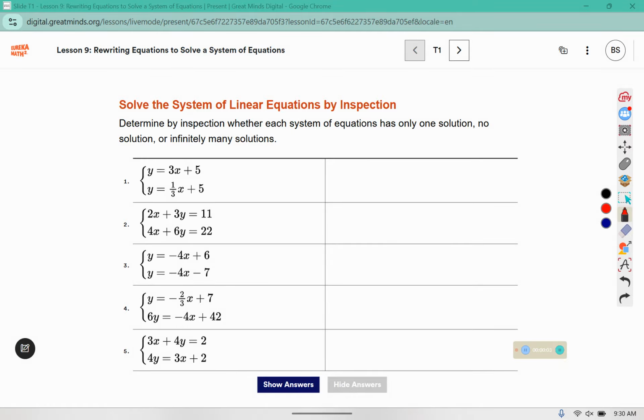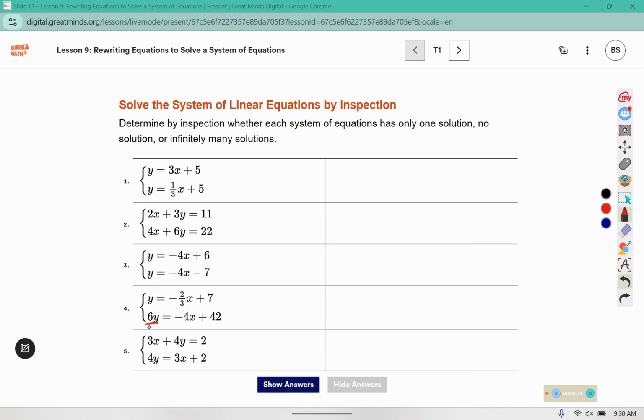Determine by inspection whether each system of equations has one solution, no solution, or infinitely many. Remember that infinitely many solutions occurs when the lines are exactly the same, and no solution occurs when they are parallel, or they have the same slope but different y-intercepts.